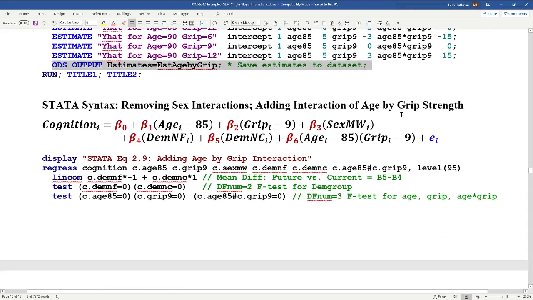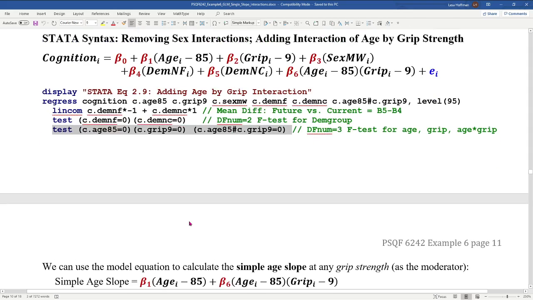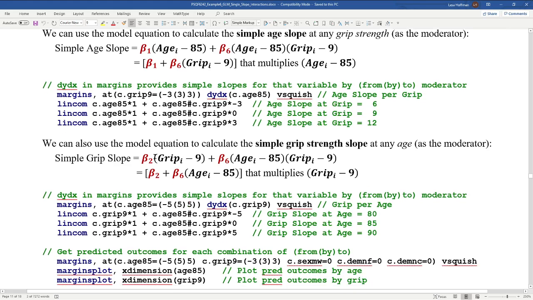Here's the corresponding Stata code. So here's the new interaction term. Here's the corresponding test statement that would lump age, grip, and their interaction together if you wanted a test of those 3 things simultaneously, just as an example. Here's the code by which we would get simple age slopes. So repeating the logic from above, find all the terms that have age in them, factor age out, and here's what's left. And here are the lincoms that would correspond to grip of 6, 9, or 12.